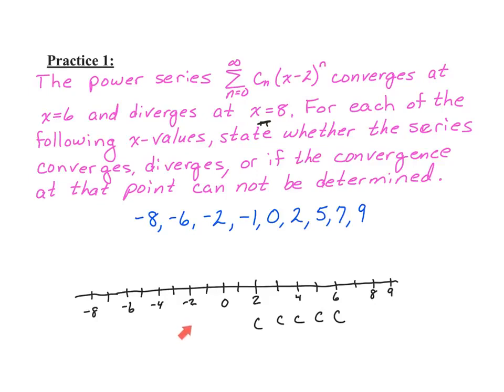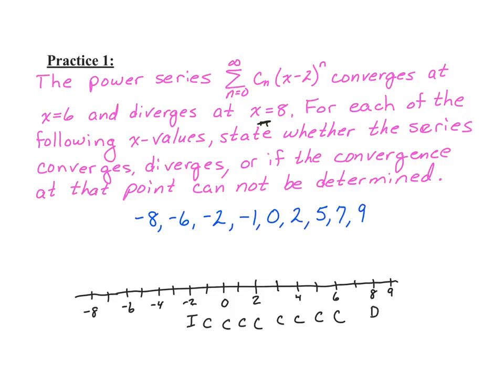And at the endpoint, it does not necessarily have to do what the other endpoint does. And so we don't have enough information to know if it converges or diverges at this point. But we can say everything up to that does converge. Okay? And we don't have enough information for that value. All right, so we also know that this diverges at 8.